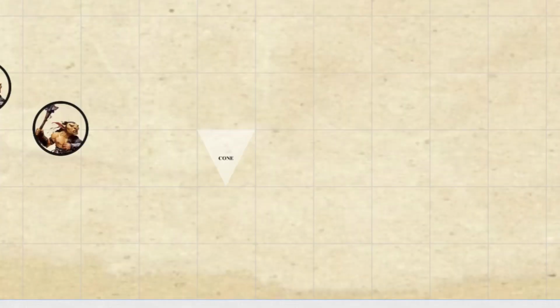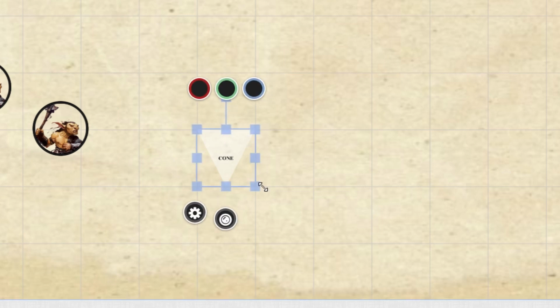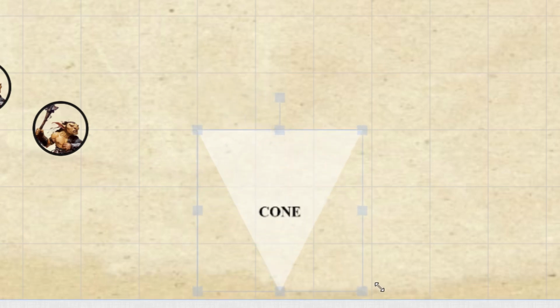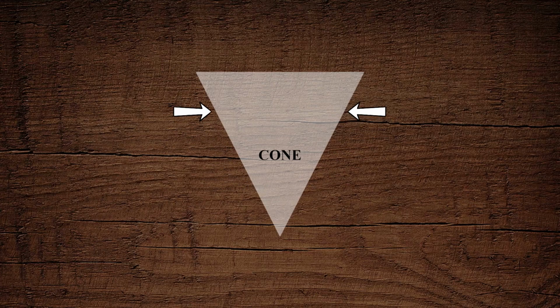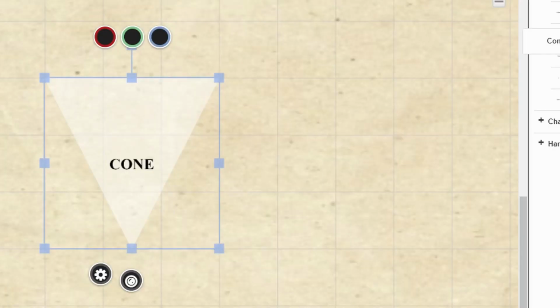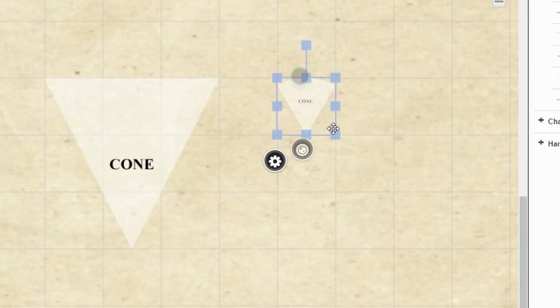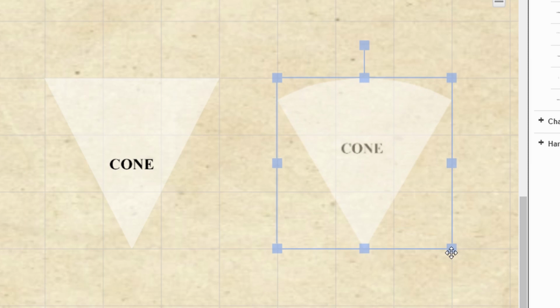A cone covers an area extending from the point of origin to the specified number of feet. It also grows wider as it travels, and it should always be the same in width as it is in length. Some people prefer to use rounded cones where the corners don't extend past the maximum length, but with a 3D object, a cone would look like a triangle from the top, so that's what I use.